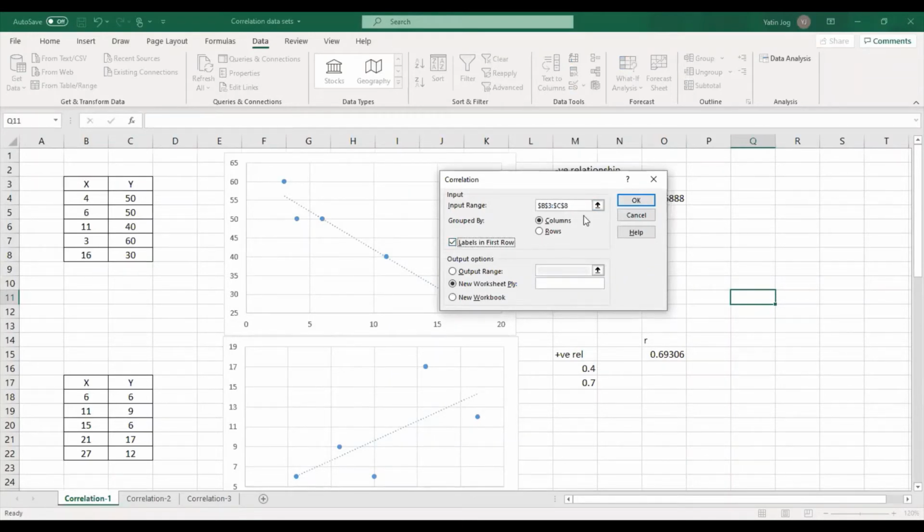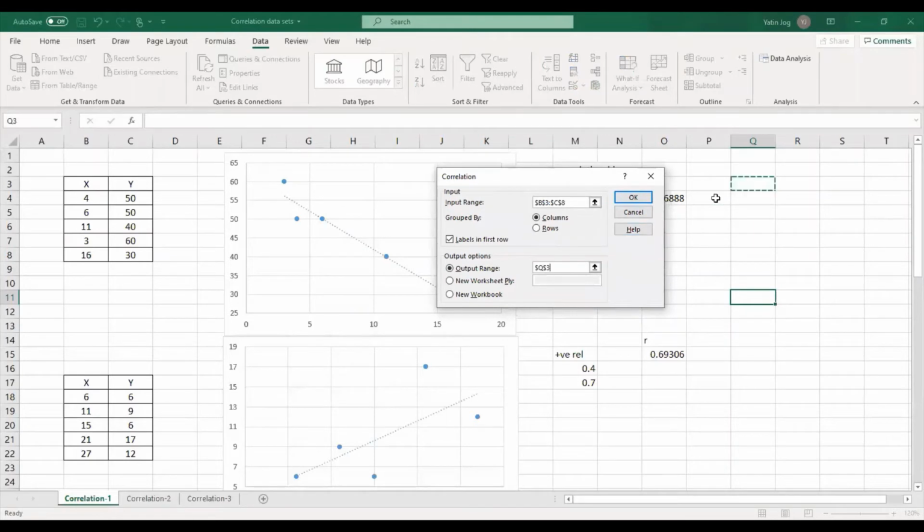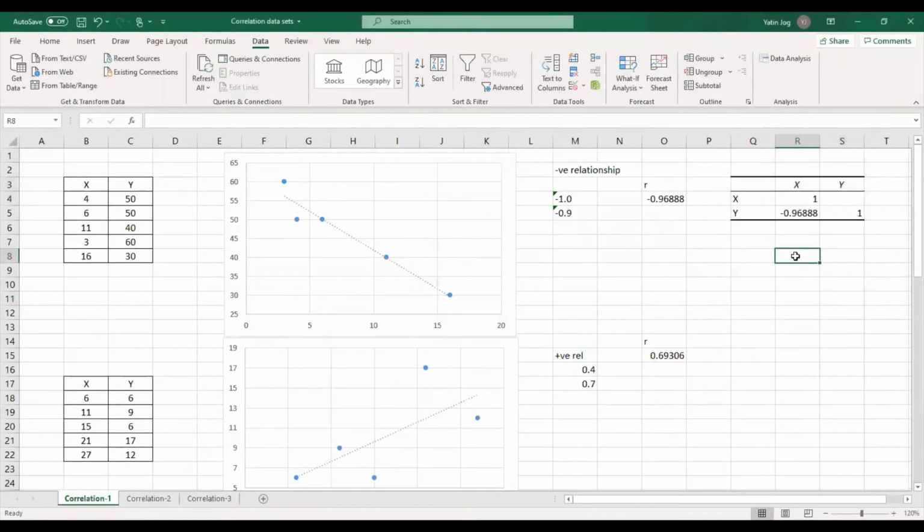Yes. So while calculating correlation, this tick means don't consider the values in the first row because they are labels. It is text. Group by column. Yes, my data is grouped by column. Output. Suppose I want to start my output from this location and just click on OK. So what it gives me is the same value of R, what we have calculated, -0.96. But that will get displayed in a matrix format.